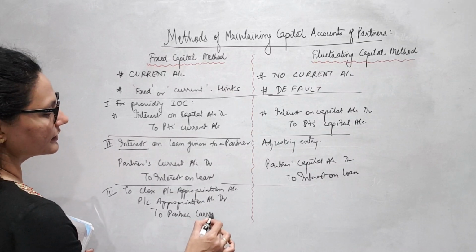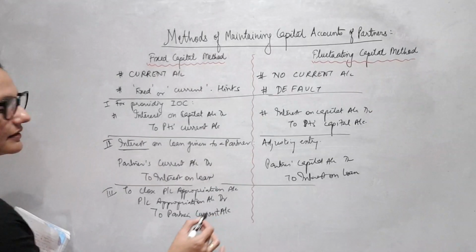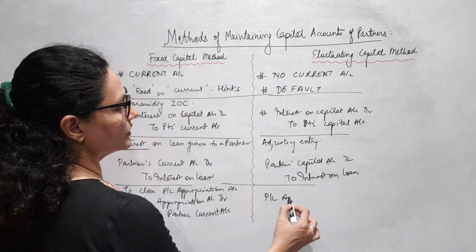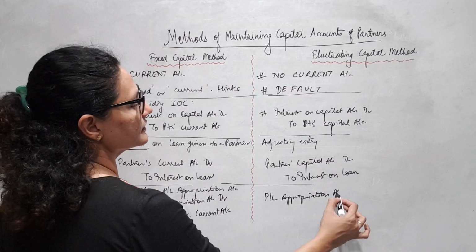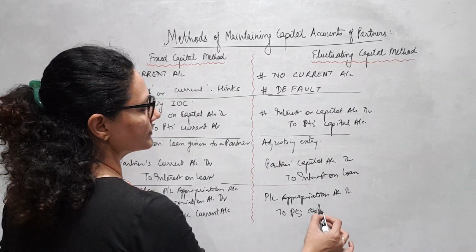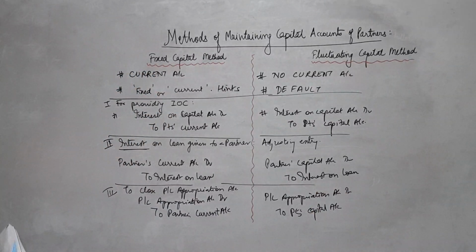So this will be going to partners current account. So share of profit goes to partners current account, and here of course this will go to partners capital account. Alright, done. So this is the journal part of it, so I've made it very clear.